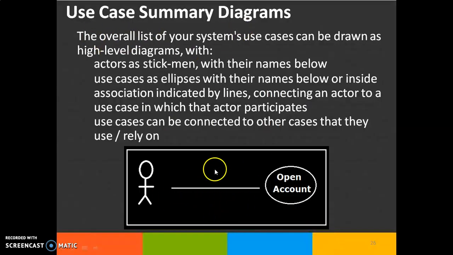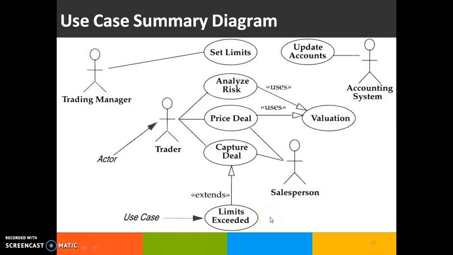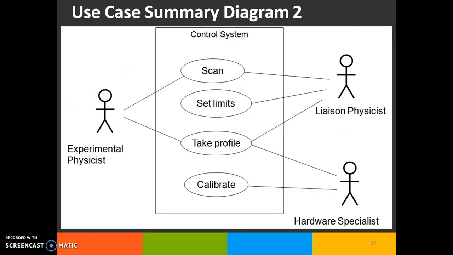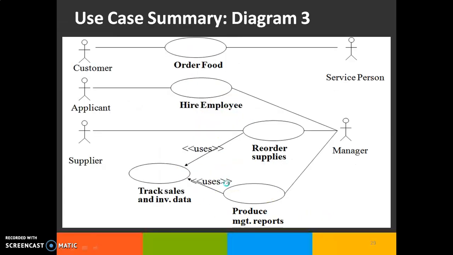These are the notations used for drawing the diagram. We have already seen this summarized diagram. That is an example of a use case diagram: the trading system. This is the use case summary diagram. Here are the different actors, experimental psychiatrists, and these are scan, set limits, take profile, calibrate.